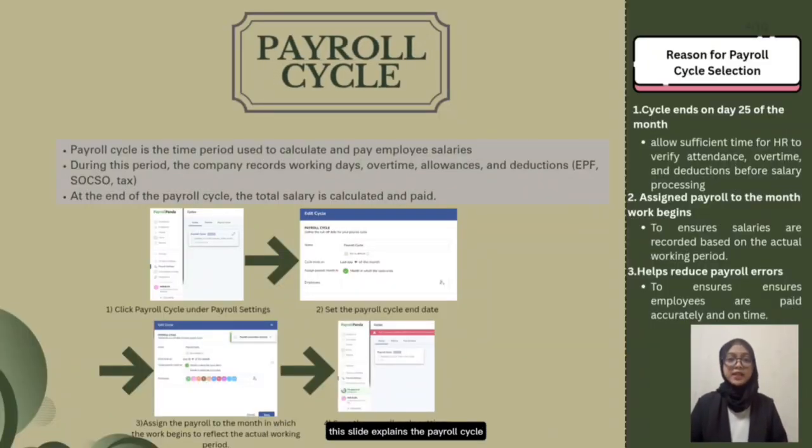This slide explains the payroll cycle. A payroll cycle is a time period used to calculate and pay employee salaries. During this period, the company records attendance, overtime, allowance, and statutory deductions such as EPF, SOCSO, and tax. For Rose Hotel, the payroll cycle ends on the 25th of each month. This allows sufficient time for HR to verify attendance, overtime, and deductions before salary processing.